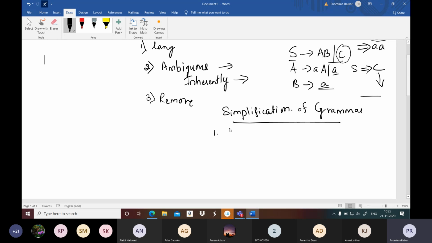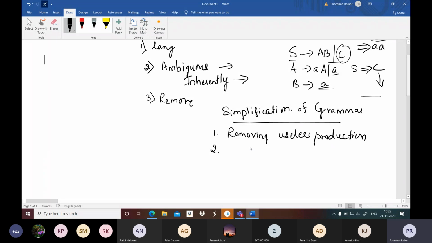So I have something called removal or elimination of useless rules or useless productions. For simplification of grammar, there are three types. One is removing useless productions. Next is removing epsilon or lambda productions, that is null production rules, from the grammar. And the third one is removing unit production rules.